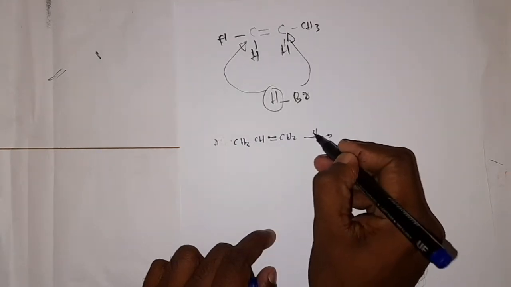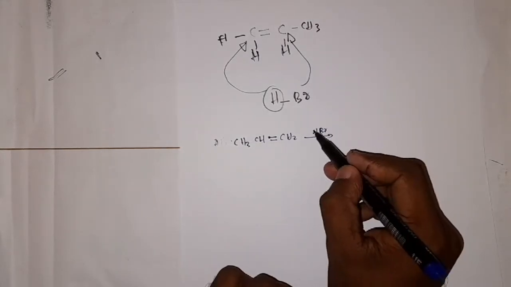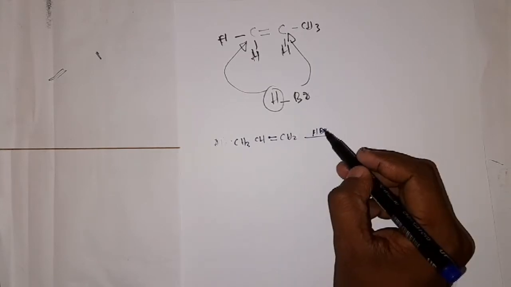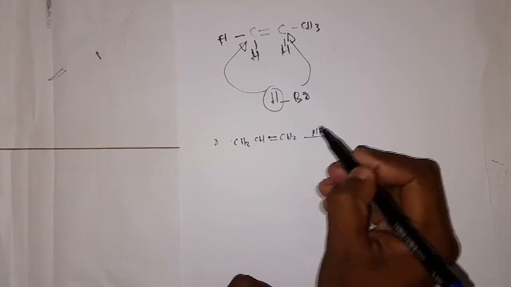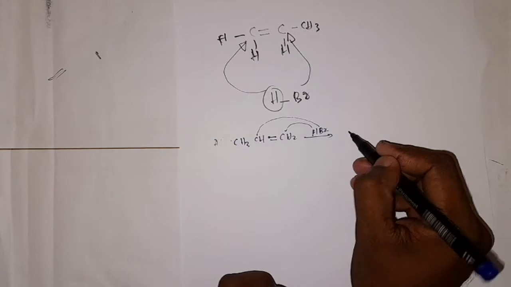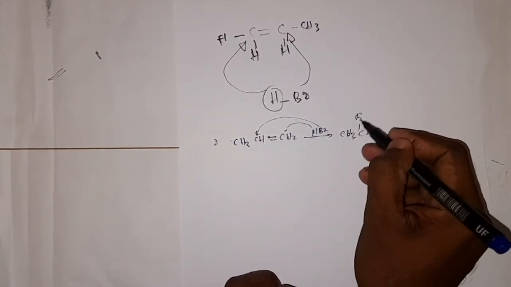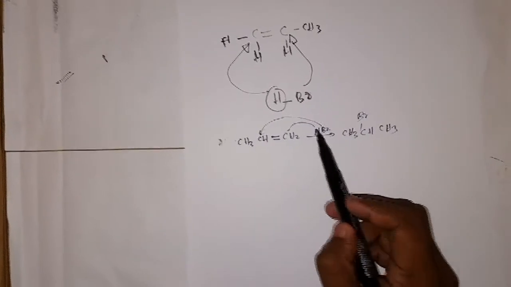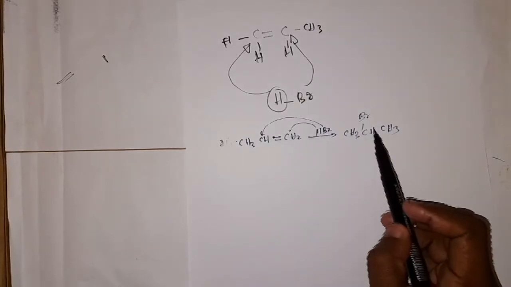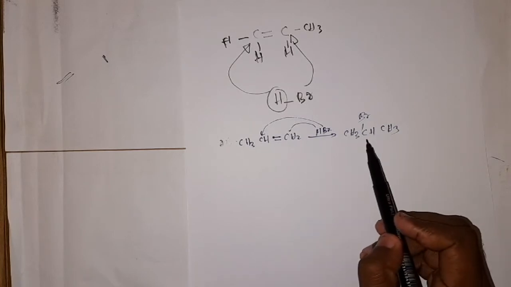Now you are going to add HBr under polar conditions. The final result: hydrogen will join to this point and bromine will join to this point. Hydrogen goes here and Br goes here. Then the final result, CH3 CH. Then this hydrogen will join to this point and this Br joins to this point, and the final result will be Br here and this hydrogen here, CH3. So this is the final result.